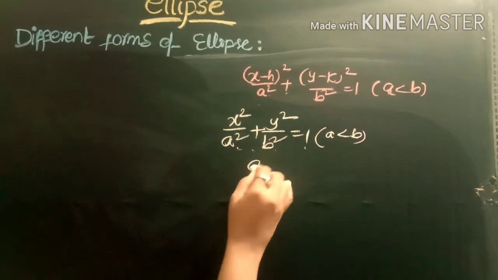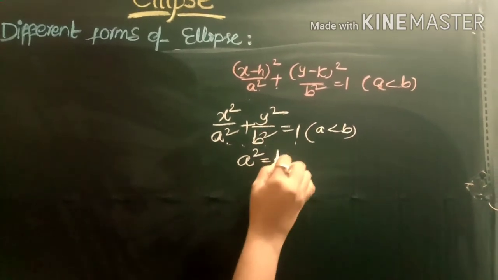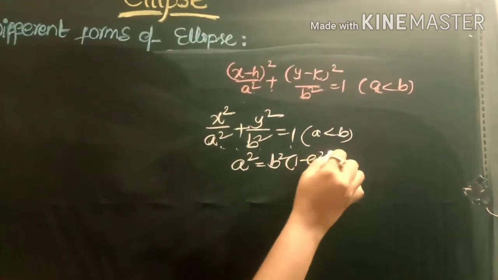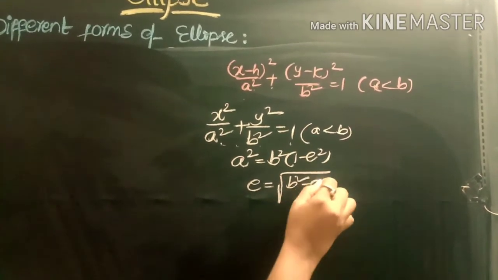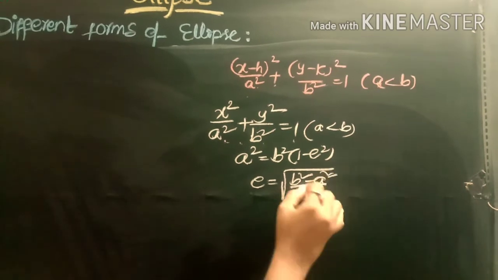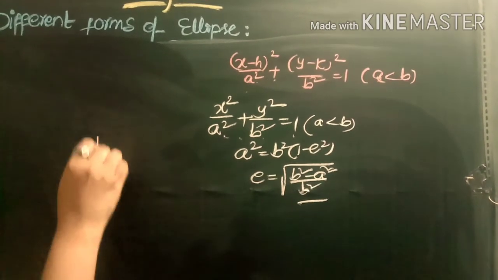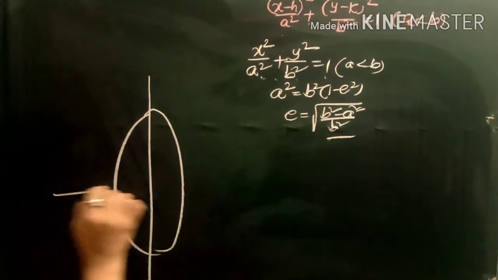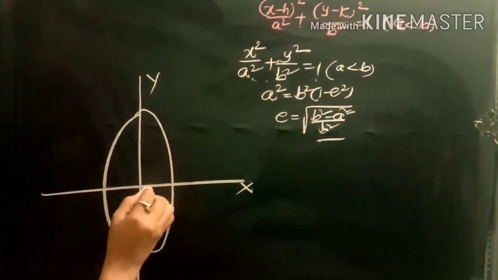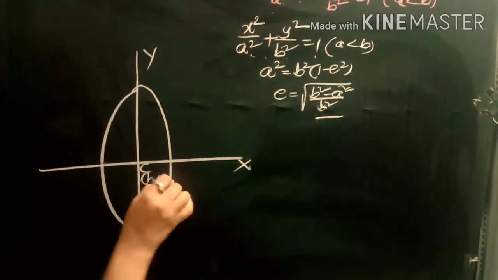Now here, in both of the cases we take the value a square is equal to b square into 1 minus e square. So clearly the eccentricity is equal to the square root of b square minus a square by b square in both of the cases. Now coming to the graphical representation, this is the ellipse. Here are the x-axis and y-axis, and the center we take as h comma k.